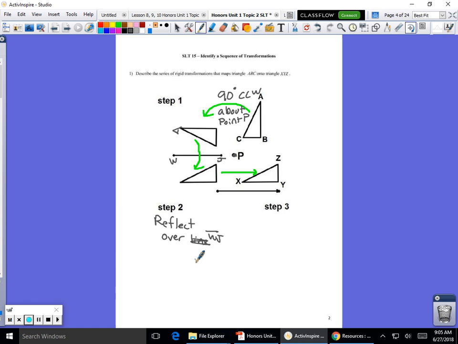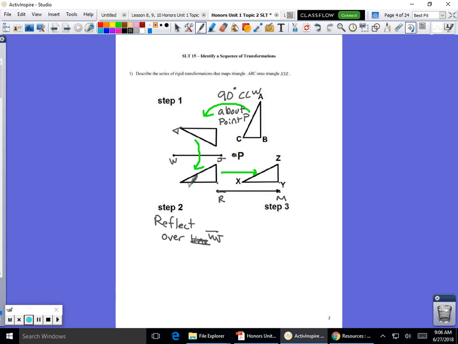All right, and then to get from step 2 to step 3, it looks like we stayed the same orientation. We just translated to the right. Well, how can we describe how much we translated? Well, we translated the same length of this line, right? From there to there. We slid the length of that line. So let's call that line RM.